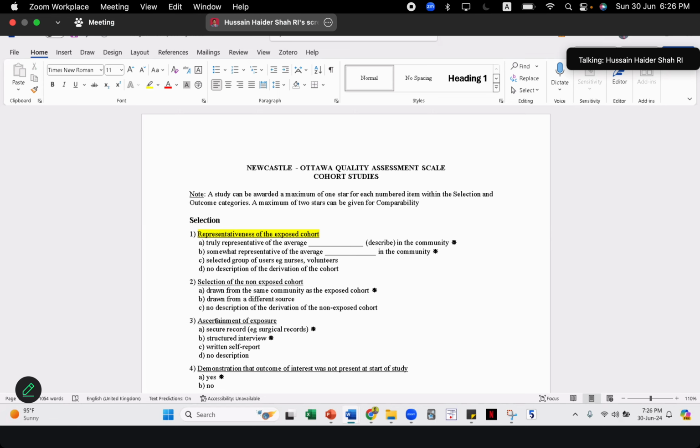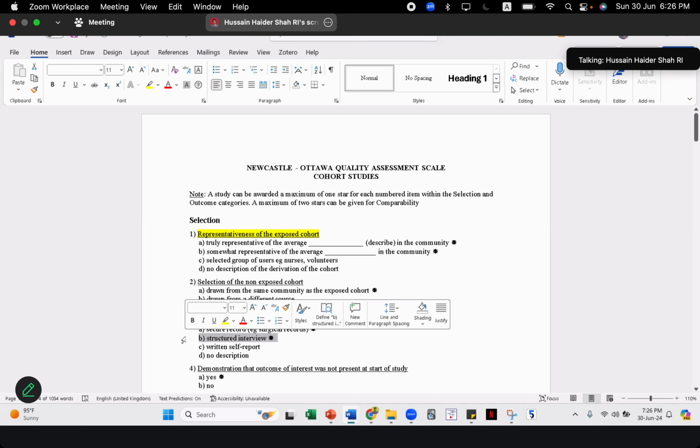But if we included the participants in our cohort study and they did a self-report, like we shared a questionnaire, and the participant himself mentioned whether he is a smoker or not, we cannot rely on that ascertainment of exposure, so we won't give it a star. Or if there is no description of how the ascertainment of exposure was made sure, we won't give it a star. If any of these two options is present in the methodology section of the manuscript, we will give it a star.